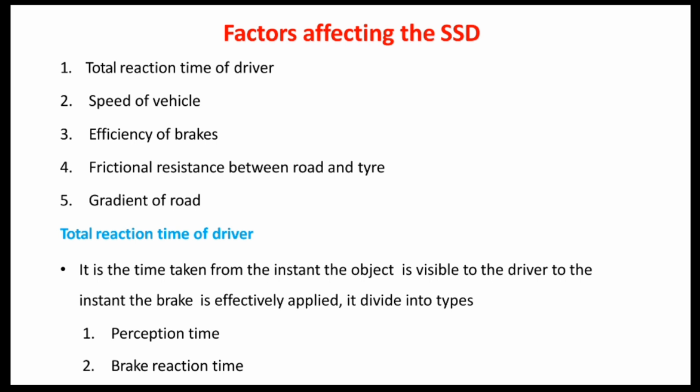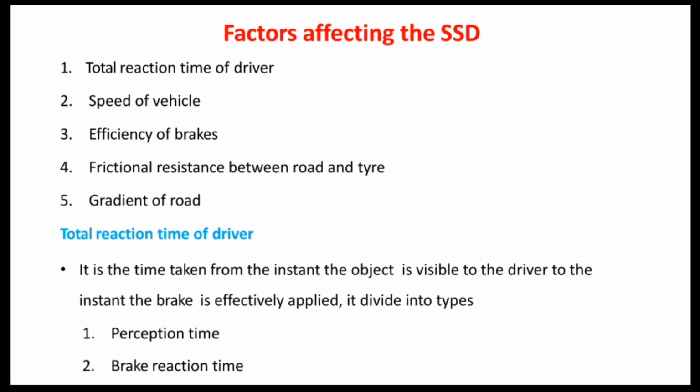Now the factors affecting the stopping sight distance. The distance within which a motor vehicle can be stopped depends upon the factors listed below. First is the total reaction time of the driver. Second, the speed of the vehicle. Third is the frictional resistance between the tires and the road. Fourth, the efficiency of the brakes. And fifth is the gradient of the road. Here, first we shall discuss the total reaction time of the driver.